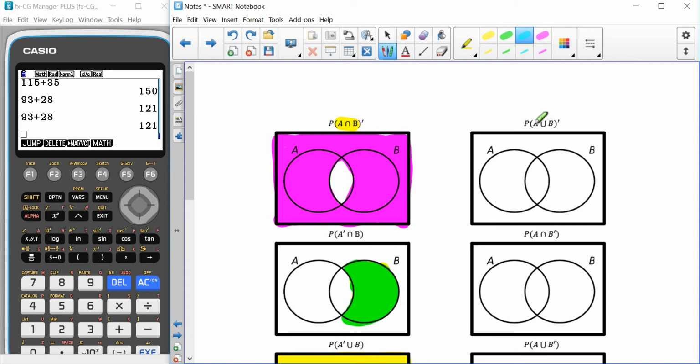Next, we're looking at A or B not. And if you remember, A or B was colouring in both of those two circles in their entirety because it means A or B or both. So A or B not is going to be everything that's not inside those two circles.